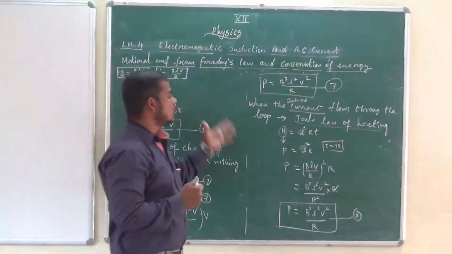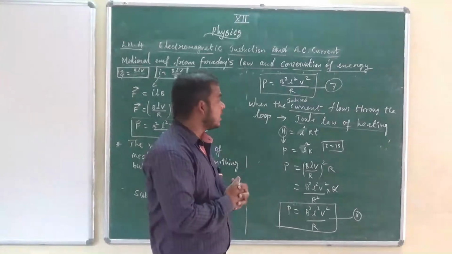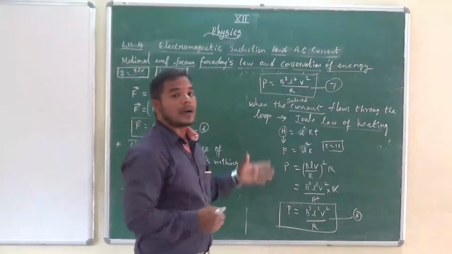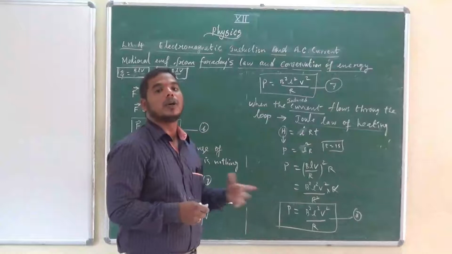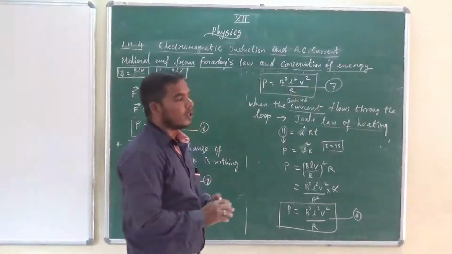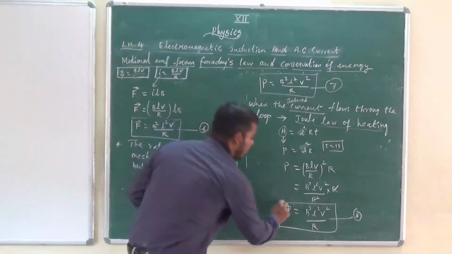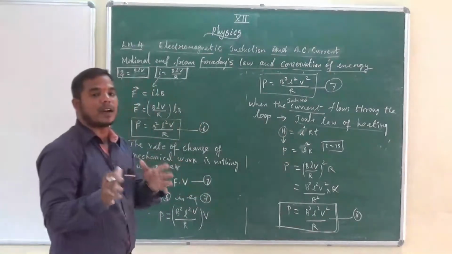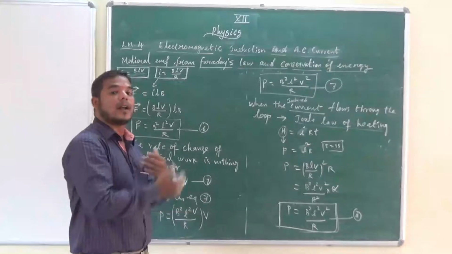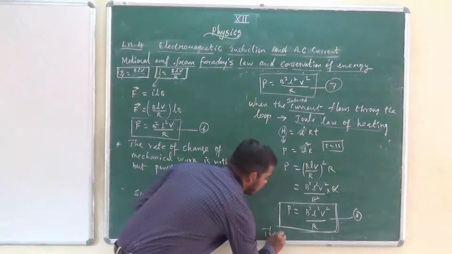Due to the induced current flowing through the loop, the induced current is converted into another form. What is that other form? Joule's law of heating. It is converted into heat. That means the mechanical work is converted into heating effect or heat energy. So the mechanical work done in moving the loop appears as thermal energy. We are moving the loop with constant velocity, that is the mechanical work. That mechanical work is converted into another form, that is thermal energy.